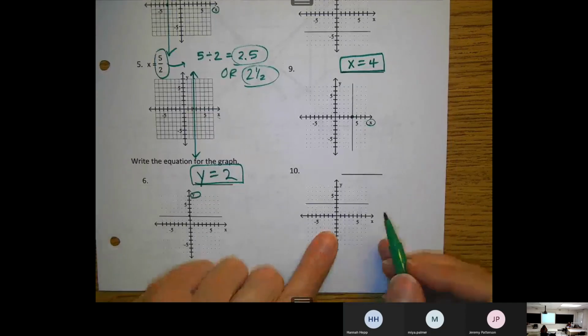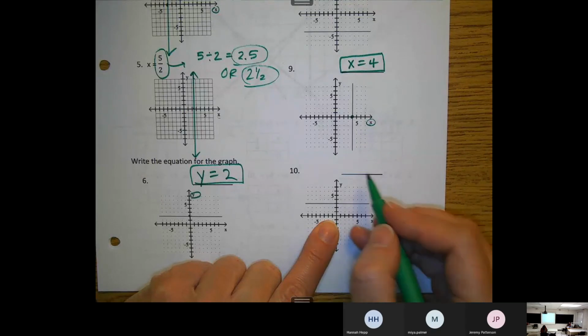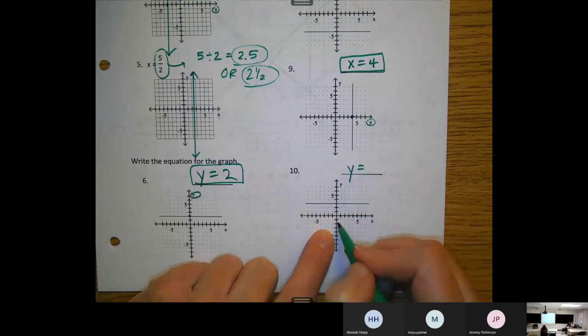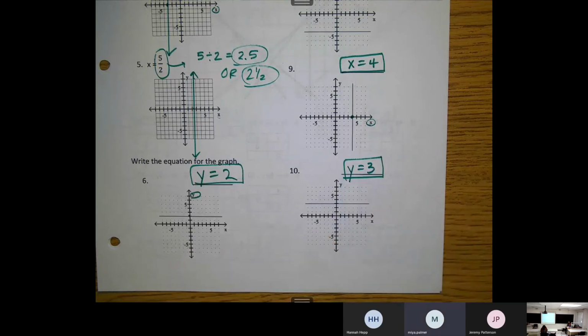And what about this last one? Should we start with an x or a y? Y. And it looks like it crosses at 3. y equals 3. Our youngest classmate's not happy with that one. Any other thing we can help out with there so far?